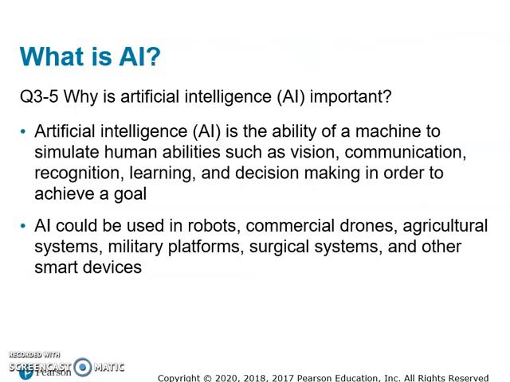All this leads into AI, artificial intelligence. Well, what is AI? AI is the ability of a machine to simulate, keyword, simulate human abilities: vision, communication, learning, decision making. On a personal note, I don't really like the word learning.